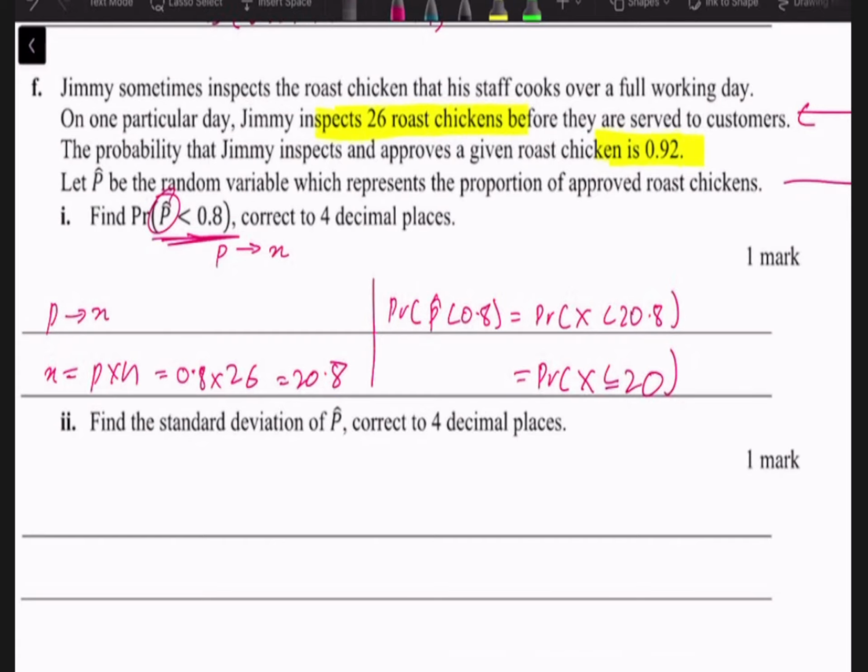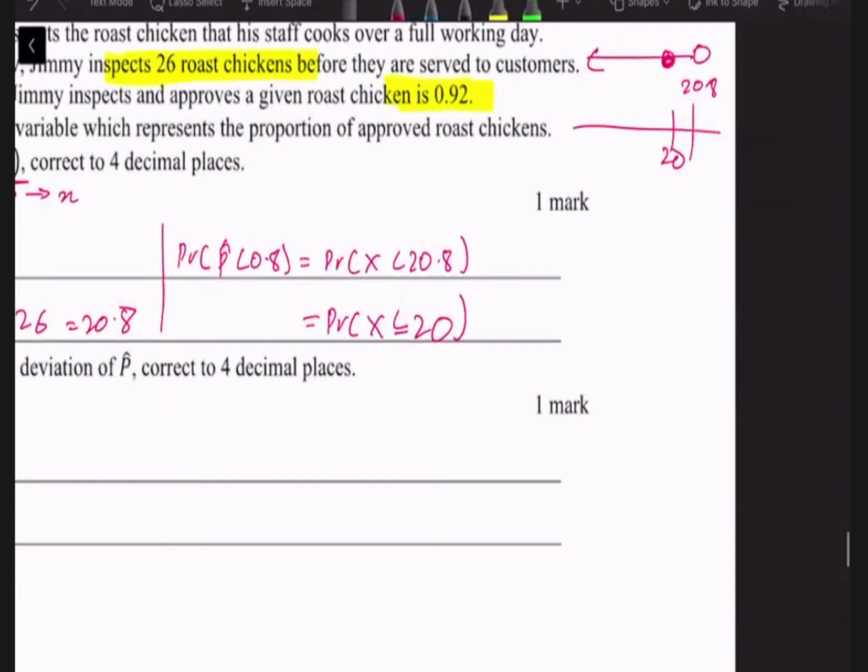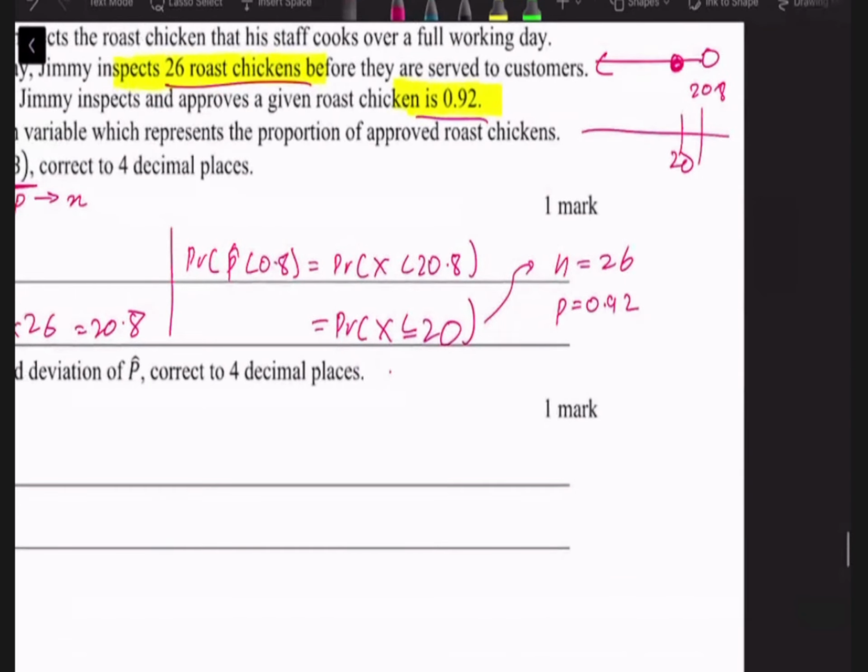Is that okay, sir? So in your case, to find this value, you would put the sample size is 26 and the probability is 0.92. That's stuff we got from the question. And you get 0.0149.